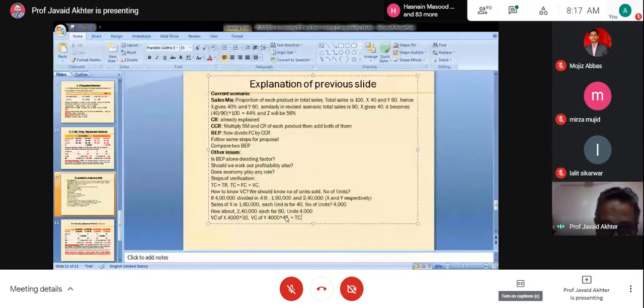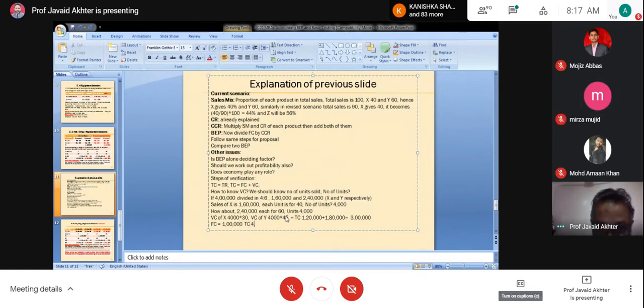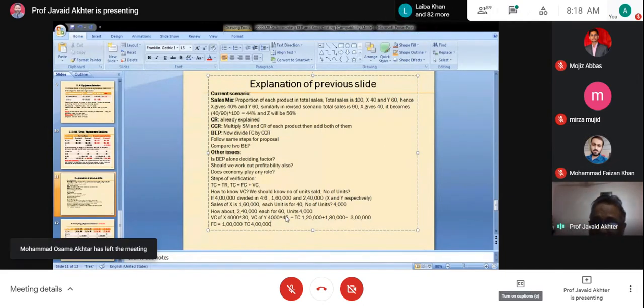120 plus 180. How much does it become? 3 lakh. So total variable cost is 3 lakh, plus total fixed cost of 1 lakh. So total cost becomes 4 lakh. When total cost is 4 lakh, total revenue is also 4 lakh. That means your answer is correct. Is the process clear? Yes, sir.